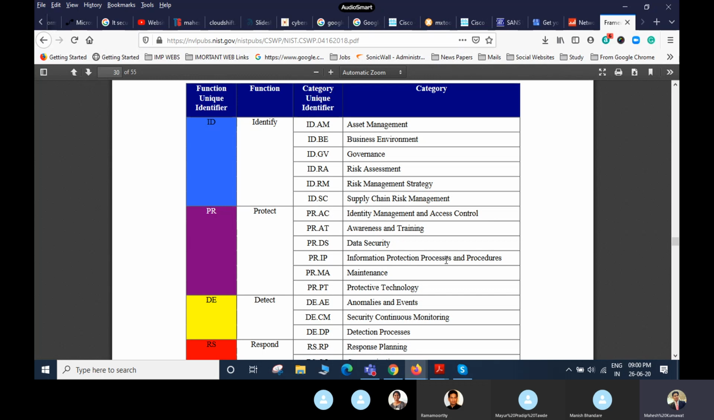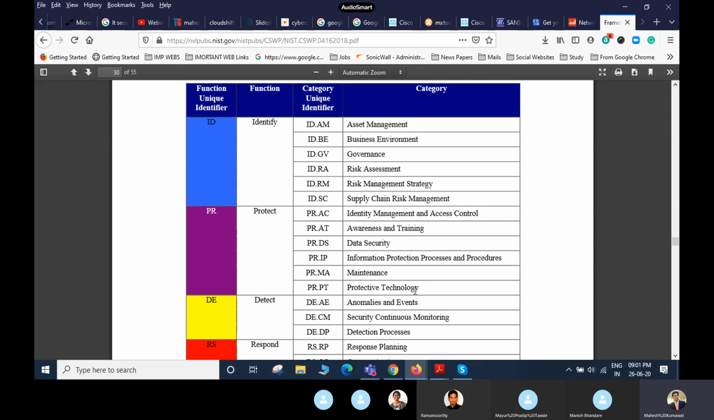Information protection and process and procedures. So how are you going to protect your information? So disaster recovery plan. What is RPO? Recovery point objective. What is RTO? Recovery time objective. What is MTTR? What is MTR? So all these terms you need to understand thoroughly so that you are a very good cybersecurity expert. If you're a cybersecurity consultant, then you need to understand all the terms.